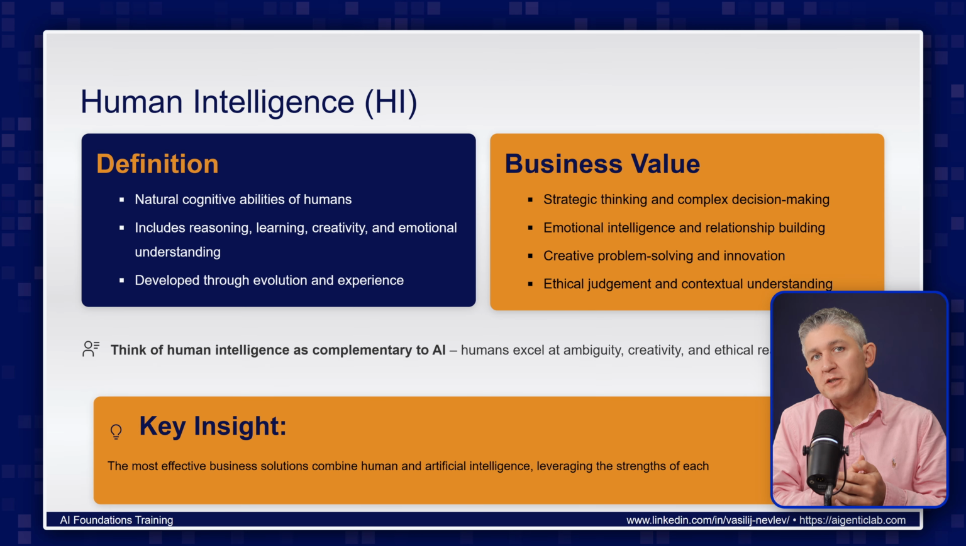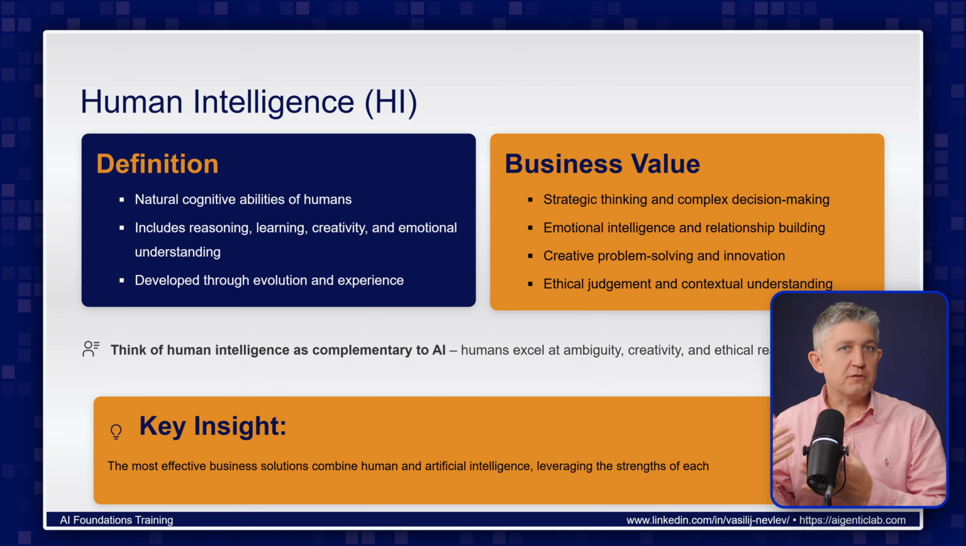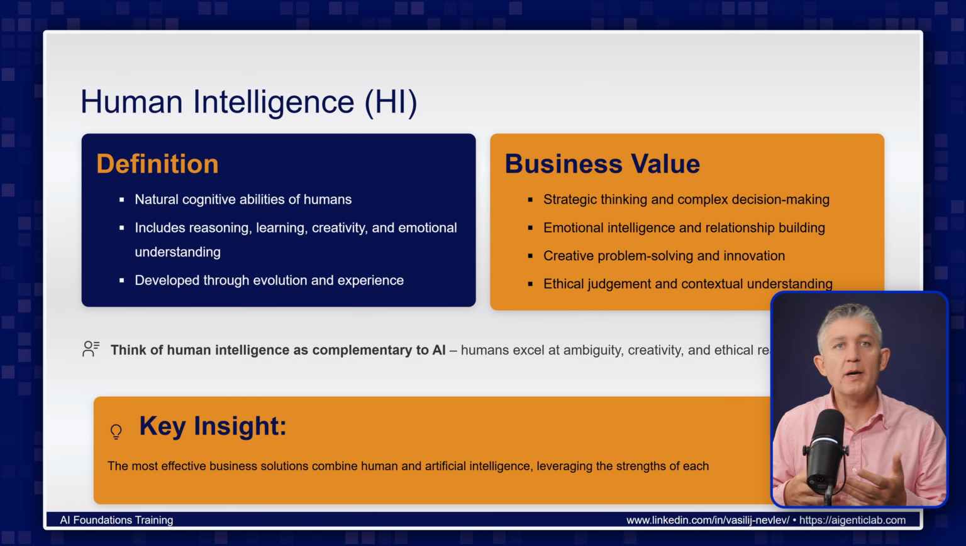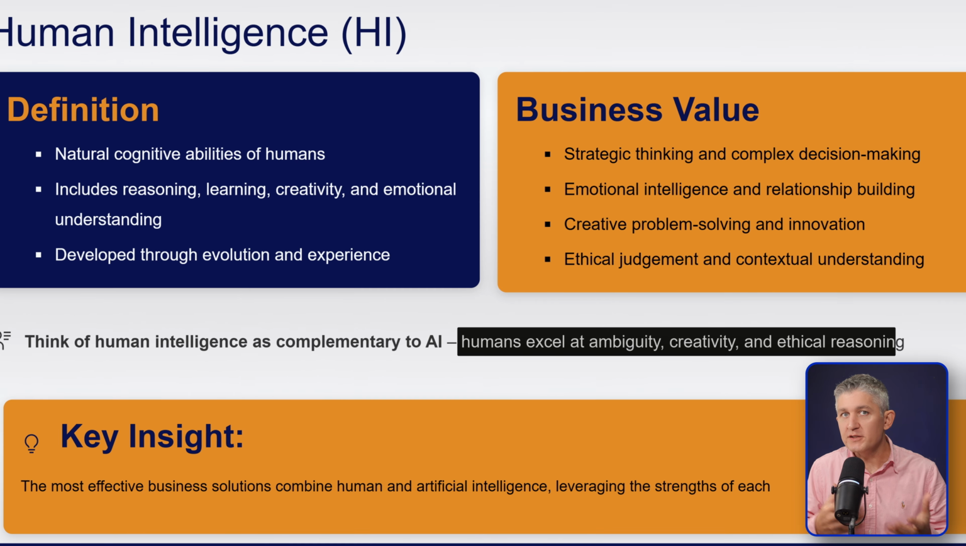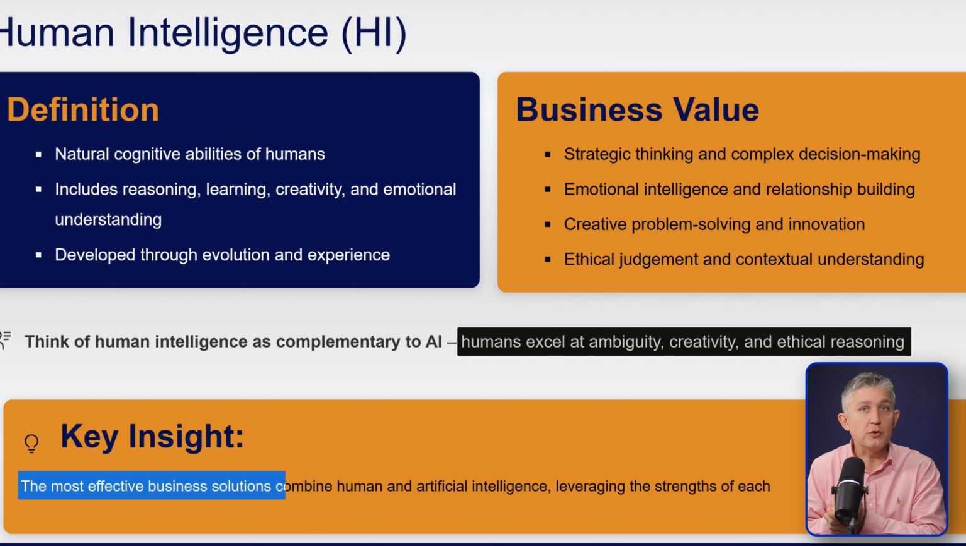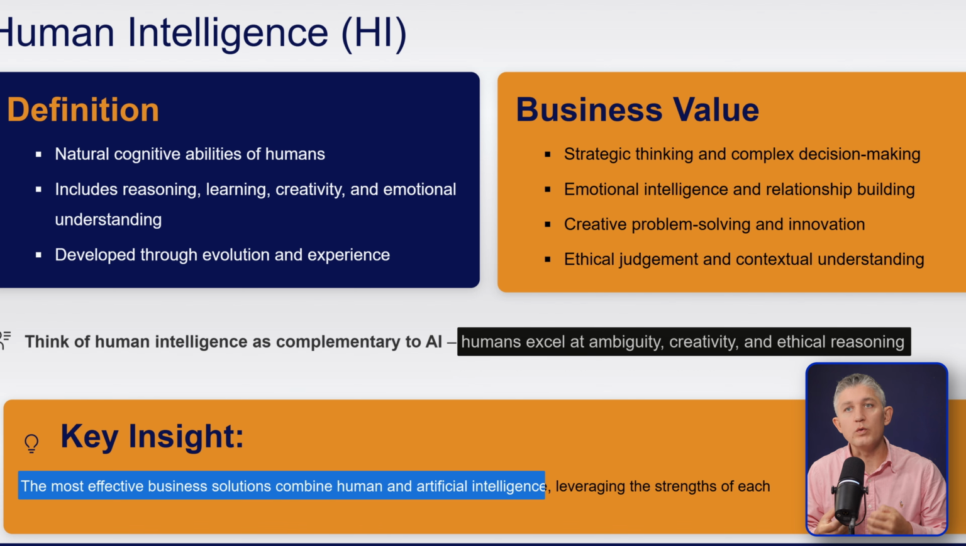Just to contrast and compare: if AI is artificial intelligence, let's talk about human intelligence. Humans win at ambiguity, creativity, ethics, and relationships. This is where we're still far superior to artificial intelligence. And in many cases, the best solution is to combine human intelligence with AI.